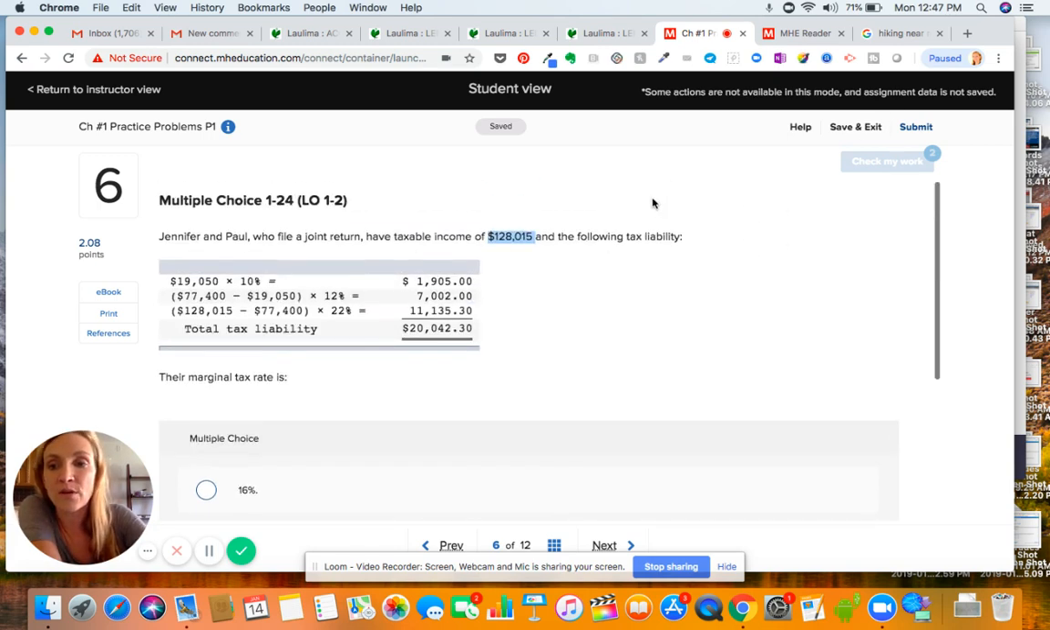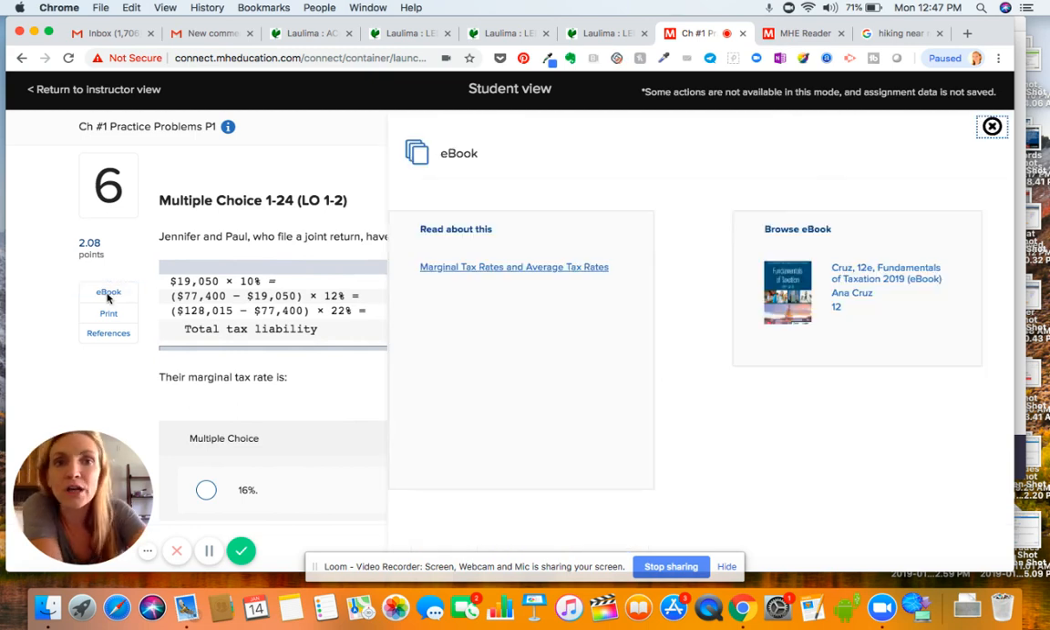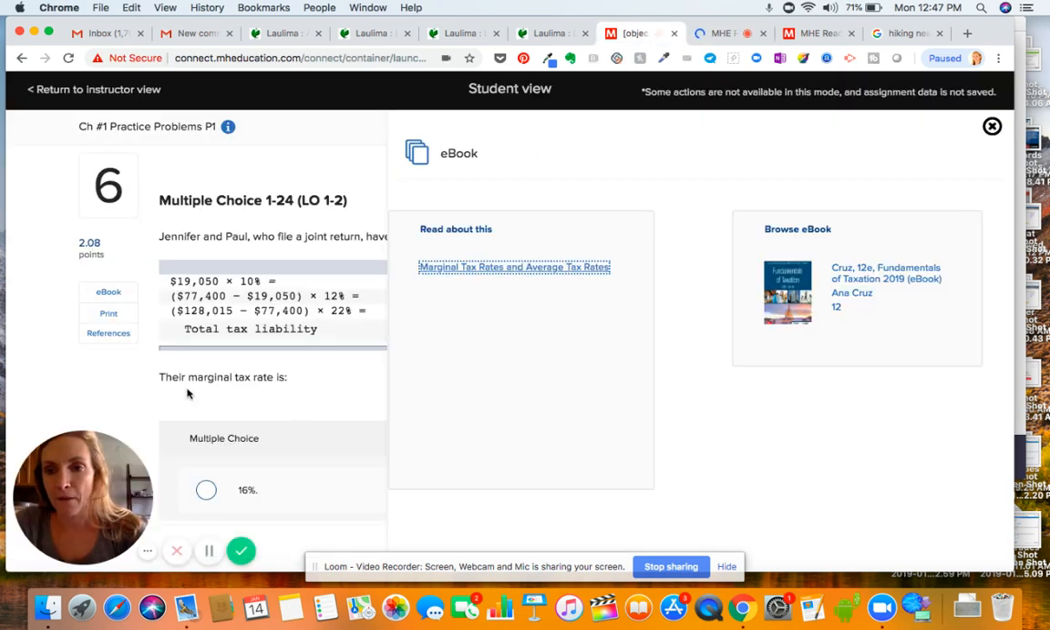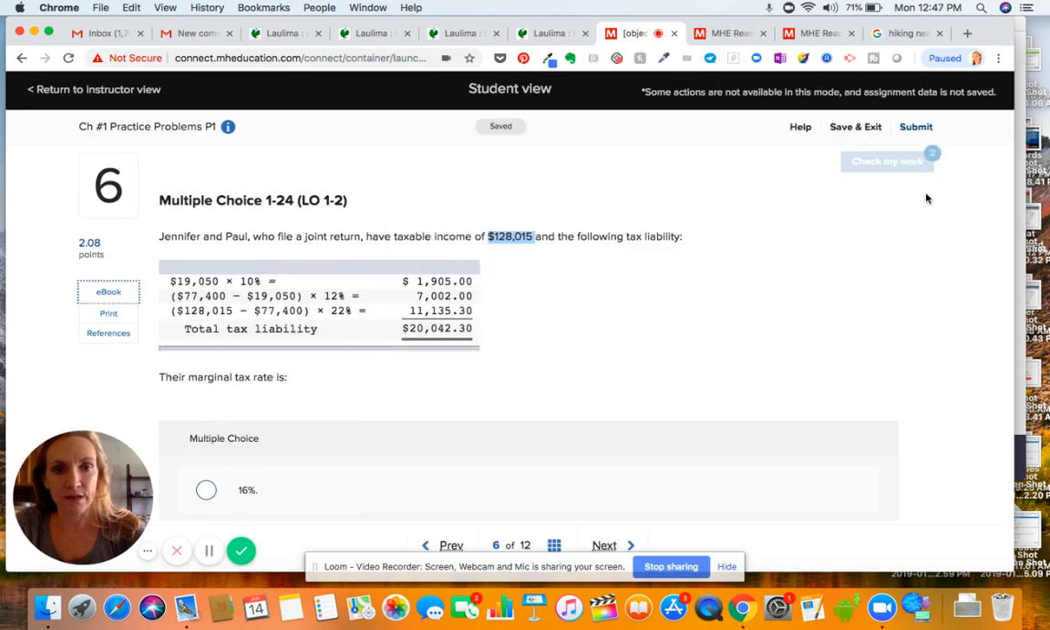Now, let's say you wanted to get to this section in the book. You don't have your book. Click ebook, and awesomely enough, it is going to take you directly to the section that we're looking at here. Connect really is helpful. So it's opening. We'll X out of this to close this window.